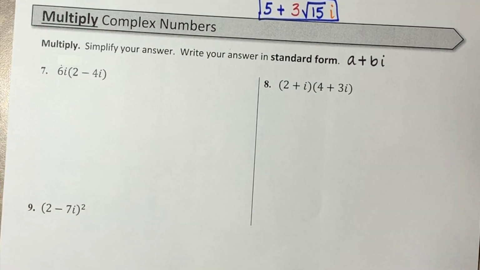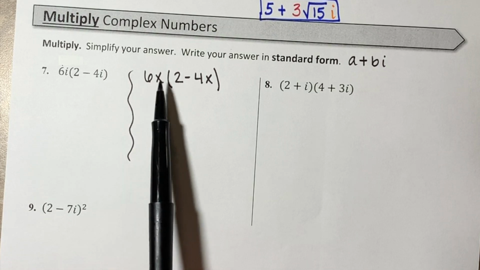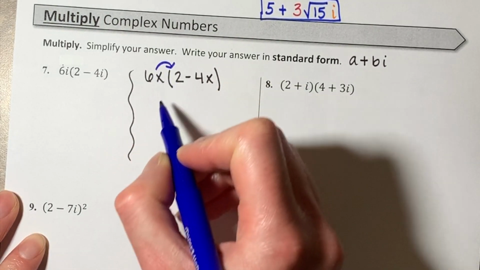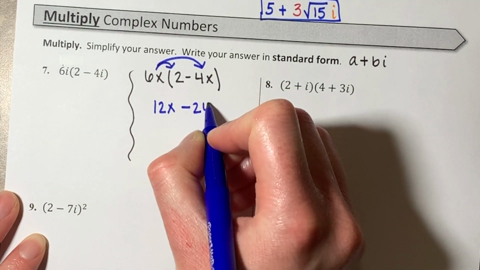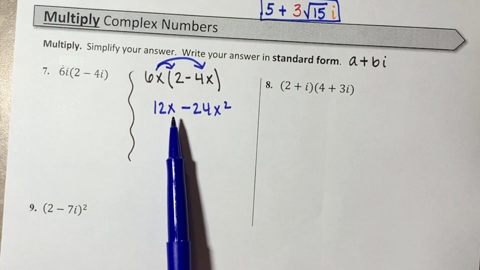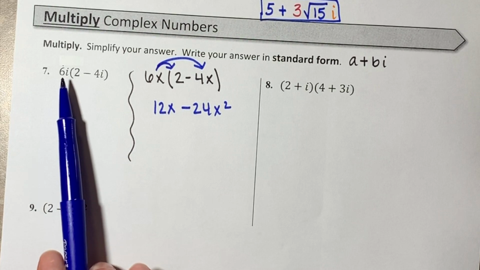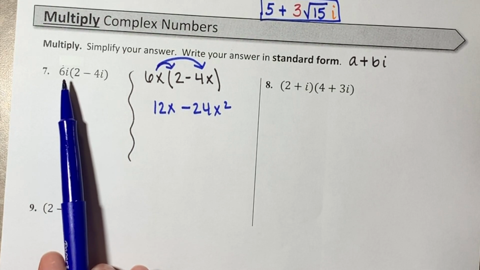And I want to compare this to a related problem. All I did here was I replaced the I with an x. And if we were to distribute here, we would get 12x minus 24x squared. Now, variables are quantities that can vary, so x can be whatever we define it to be. I is not a variable. It doesn't vary. I is the square root of -1 always.